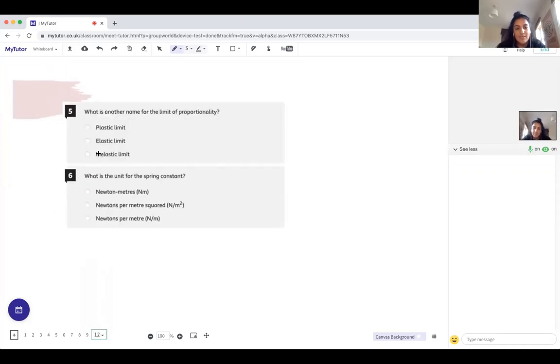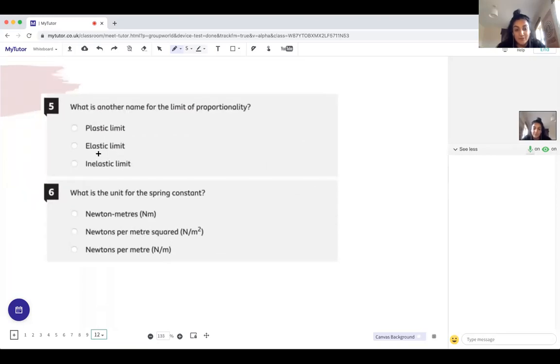What is another name for the limit of proportionality? So it was on the graph. Which word describes the limit of proportionality? Cool, some of you are saying the elastic limit, that is correct. It's where the object stops behaving elastically.